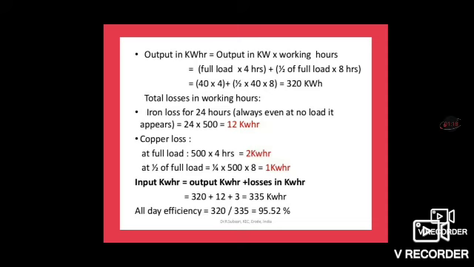Therefore, the input kilowatt hour equals output kilowatt hour plus losses in kilowatt hour. It is equal to 320 plus 12 plus 3, that is equal to 335 kilowatt hour. All day efficiency is 320 divided by 335, that is the output power divided by input power, which is equal to 95.52%.